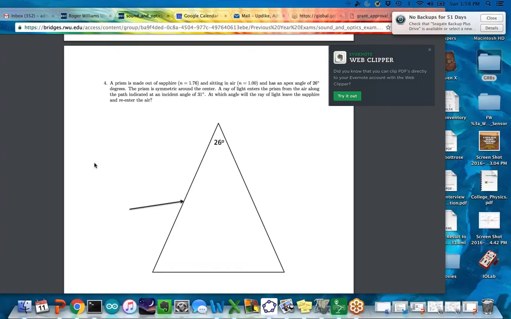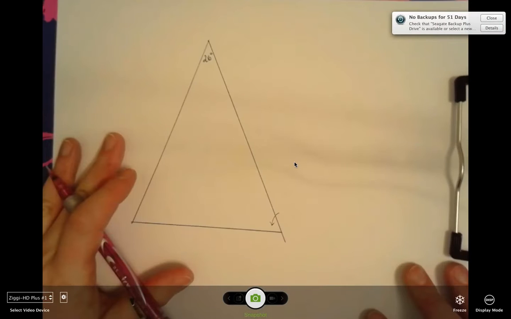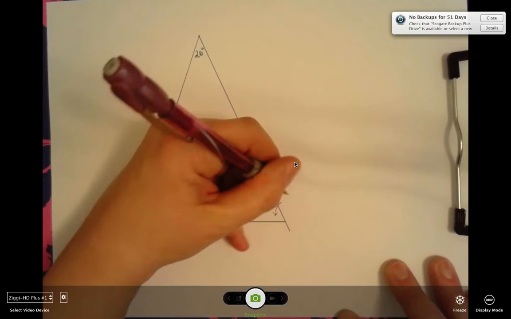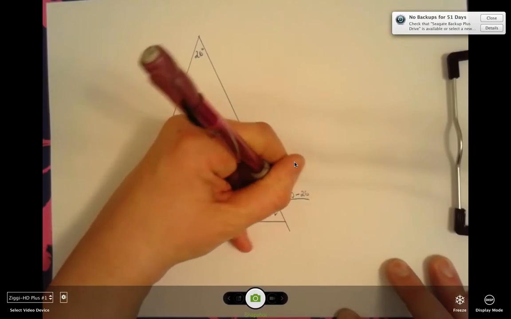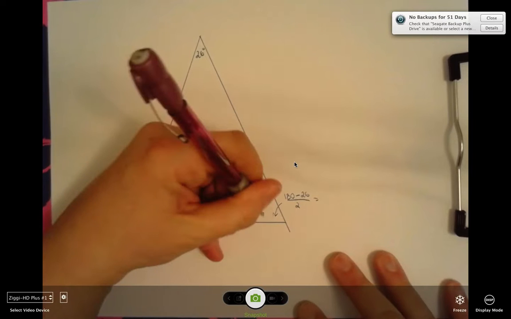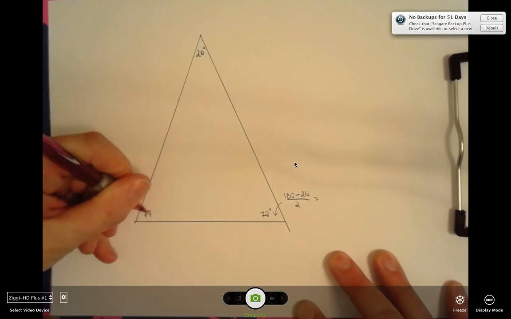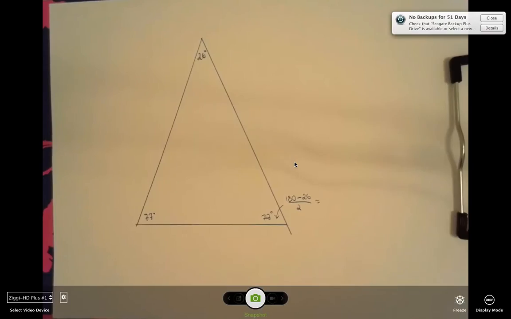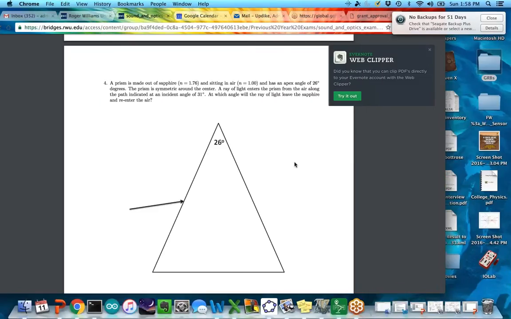and it has an apex angle of 26 degrees, and it is symmetric. So that means the angles down here, oh, sorry, you can't see what I'm doing. Go back to here. Okay, so the angles down here are going to be 180 minus 26 divided by 2 because there's 2 of them. So 180 degrees in a triangle minus the one we already know, and then that makes 2 of them, minus 26 divided by 2 is 77 degrees. And 77 degrees. Okay, and then let me go back to the picture again, and it's coming in at an incident angle of 31. So remember the incident angle.